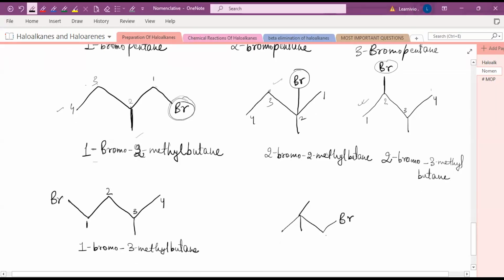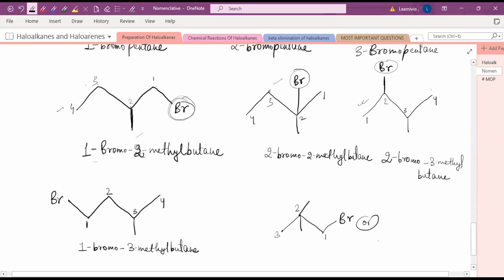So now try to name this. So from here, this carbon 1, and this is 2, and this is 3. Right. So what is the name of this? Yeah, who will tell me? Tell me the name of this isomer. Yes, Muniba. Try to name this isomer.